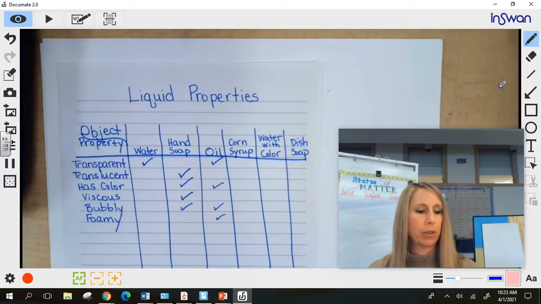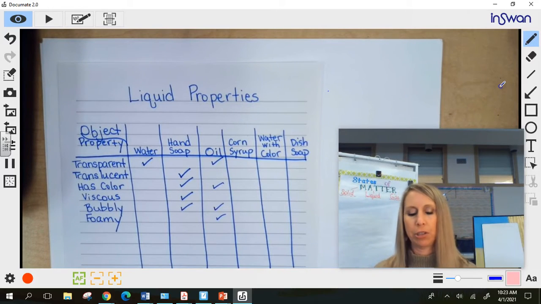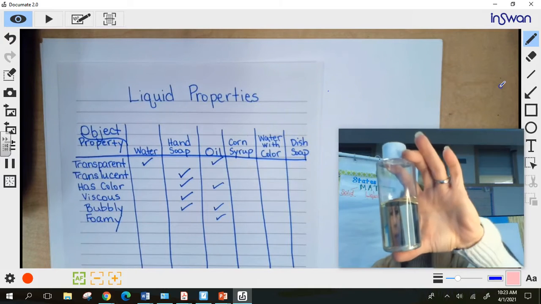Okay, let's try our corn syrup next. Remember that was what we called Karo syrup. It was the one that was very thick, so we should already know something we're going to mark. Okay, let's do our first test.